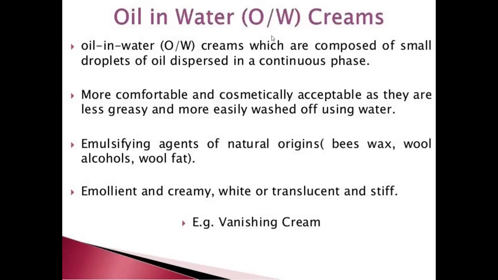Then emollient and creamy white or translucent and stiff in nature. So this is about the properties of vanishing cream. It should be emollient. Emollient means soothing effect, soothing or softer. Then creamy, then white, translucent. Translucent means semi-transparent. And stiff. Stiff means they remove any dirt particles and they get rigid, they remove any injurious dead cells, dead particles from the body. So these are the applications of vanishing cream in short.